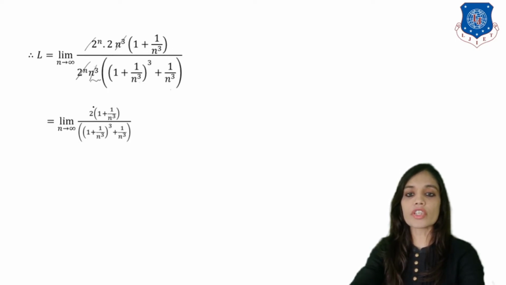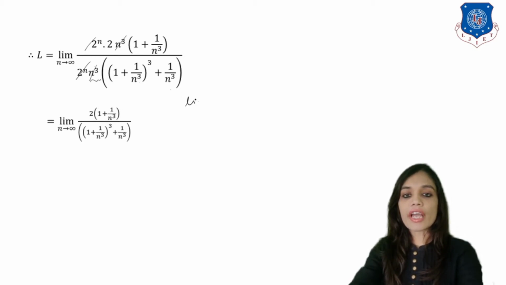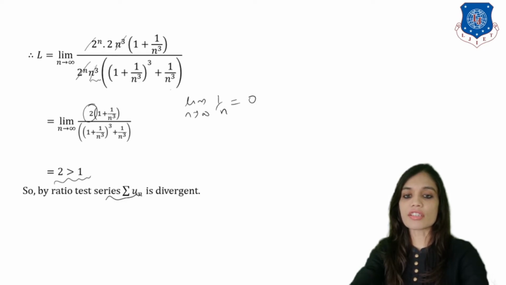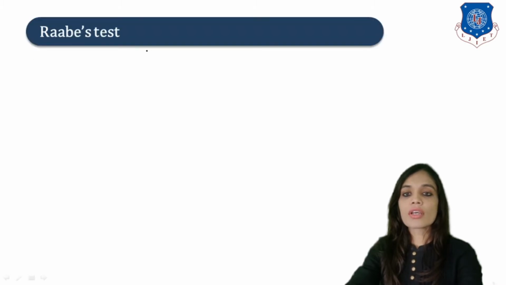Limit n tends to infinity 2 times (1 plus 1 upon n cube) upon (1 plus 1 upon n cube) whole cube plus 1 upon n cube. Now we know the limit n tends to infinity 1 upon n will go to 0. So finally what will remain? Only 2, that is greater than 1. Therefore, by ratio test, we can say that our given series is divergent, right? Next, the test is Raabe's test.